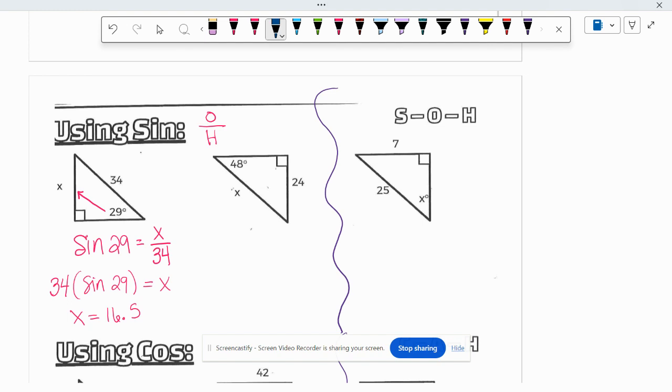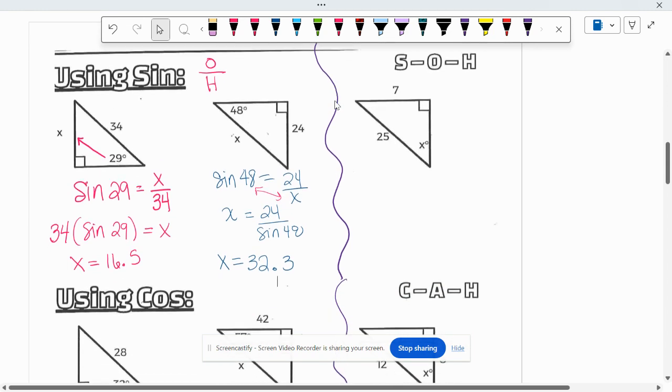Okay, so we're going to set this up as the sine of 48 equals the opposite, 24 over the hypotenuse, x. What did I say to do when you have x in the denominator? Switch places. X equals 24 divided by the sine of 48. And I'm going to draw a little arrow. We just switch places. Flop them, right? So 24 divided by the sine of 48 equals what? X equals 32.3. Is that right, Will? Perfect.